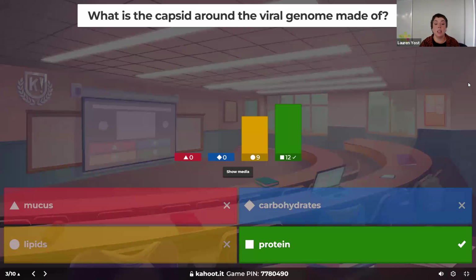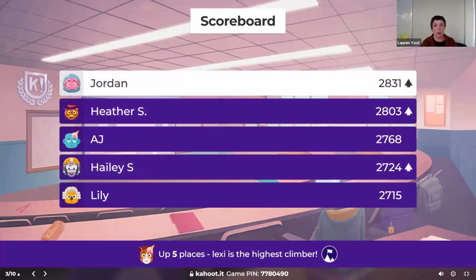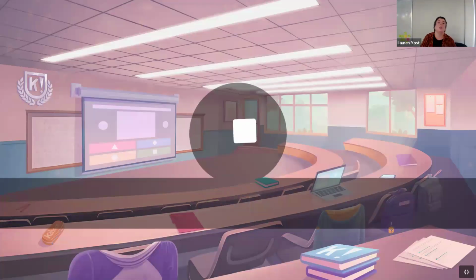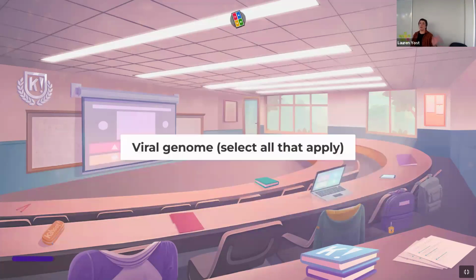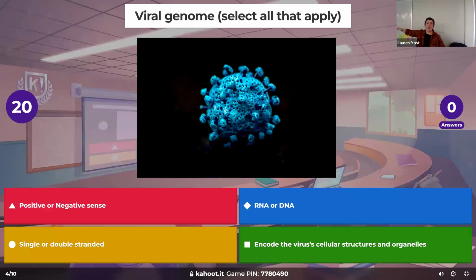It's made out of protein. The capsid around the viral genome is made out of protein. All right. So this, we had a lot of people pick lipids. Y'all are thinking of the envelope. The envelope is a different thing than the capsid. The envelope is made up of a lipid bilayer. All viruses have a capsid. All viruses have a genome, but not all have an envelope. The viral genome, pick all that apply.